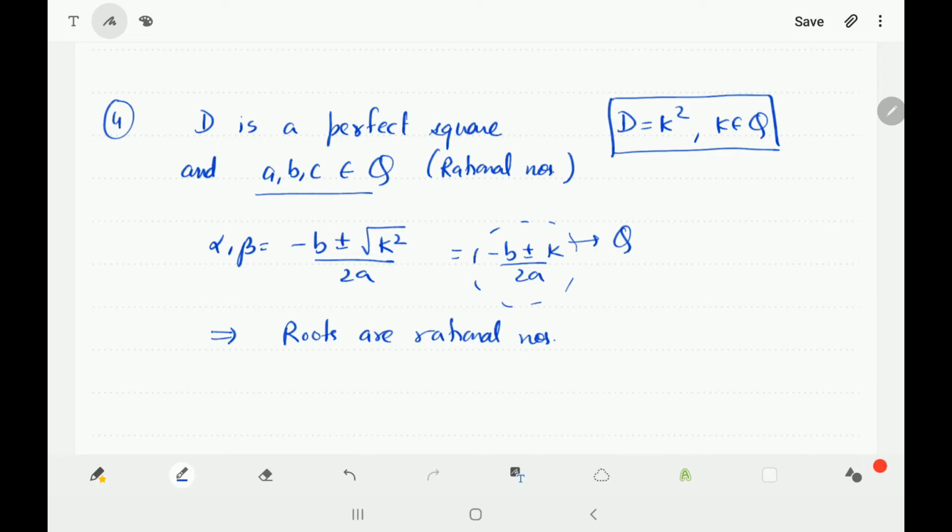You can take an example to check this out, but it is very clear that if D is a perfect square, we can consider D as k², so our roots will be (-b ± k) divided by 2a. Rational number plus rational number is a rational number. Dividing it by a rational number will give us a rational number. Hence the roots are rational.